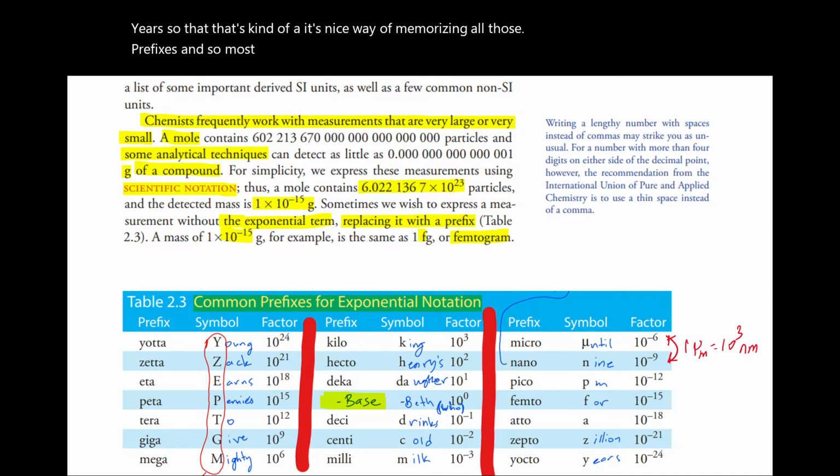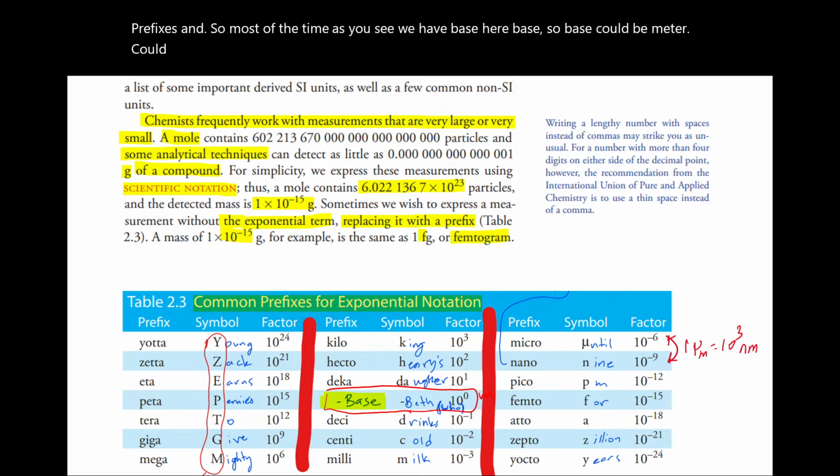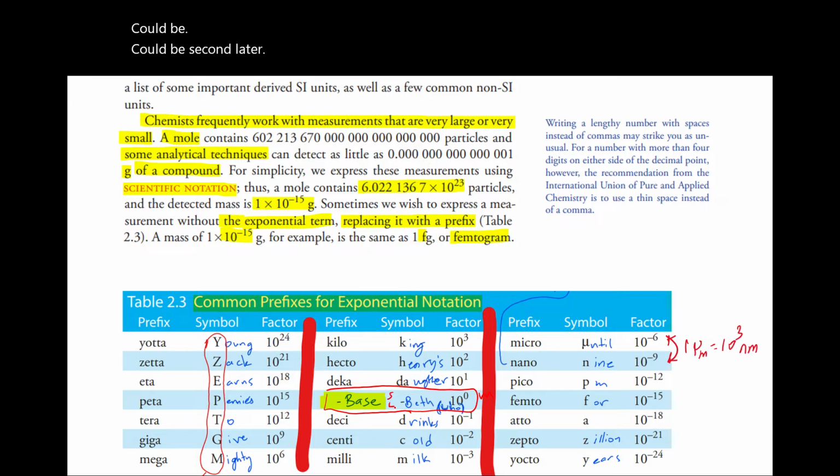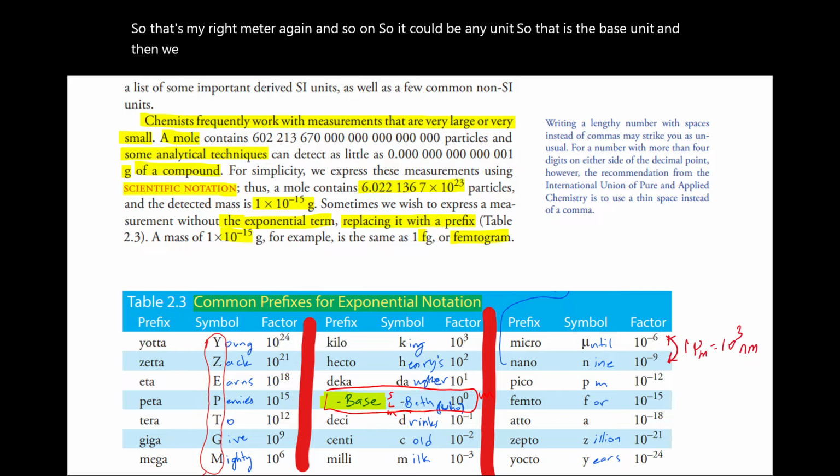And most of the time, as you see, we have the base here. So base could be meter, second, liter. So let's write meter again, and so on. It could be any unit. So that is the base unit, and then we have smaller scaled prefixes and larger scale. So we can handle the numbers very well with these symbols.